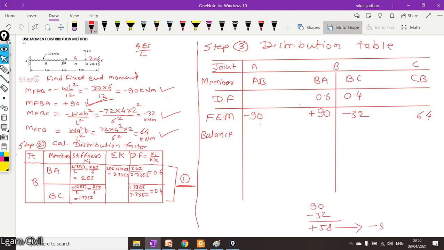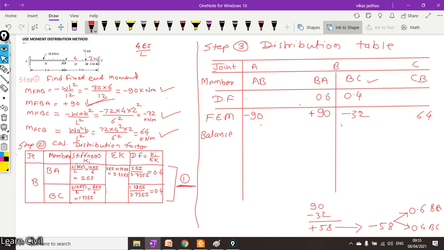Of minus 58 kilonewton meter. This minus 58 kilonewton meter will be shared by two members, that is BA and BC, in terms of stiffness. 0.6 of this minus 58 will be shared by BA, and 0.4 will be shared by BC.